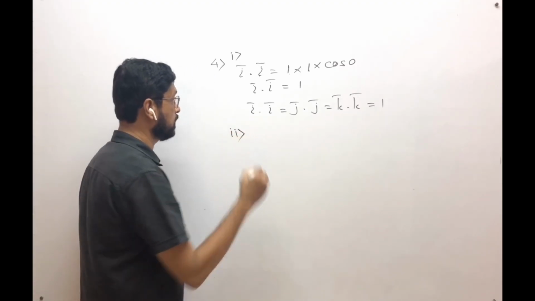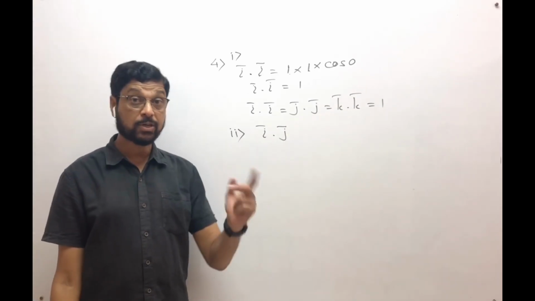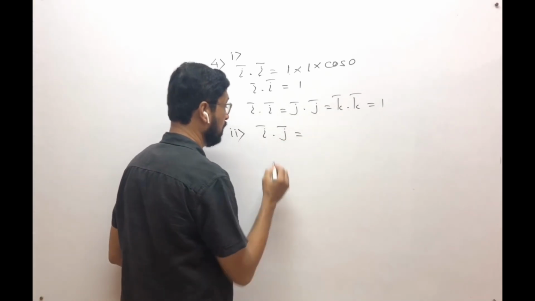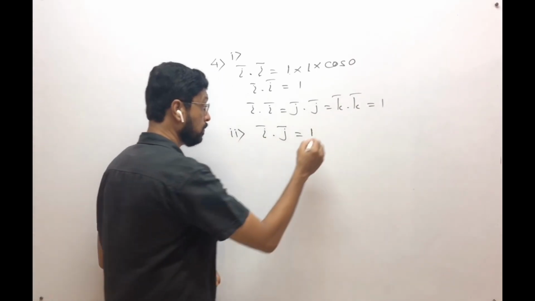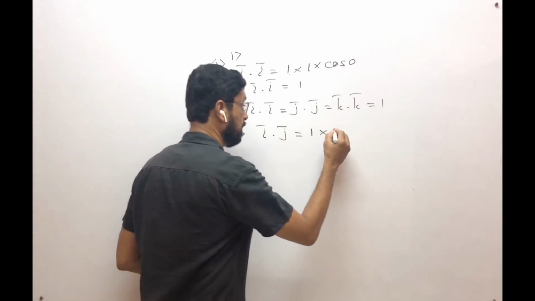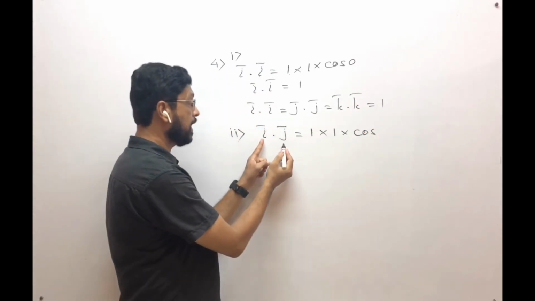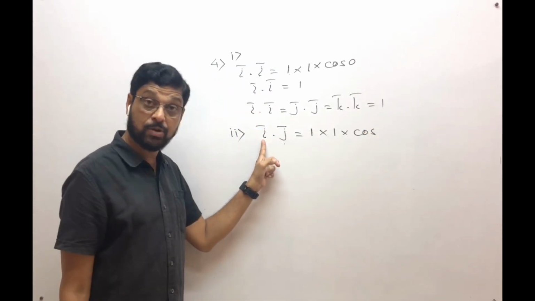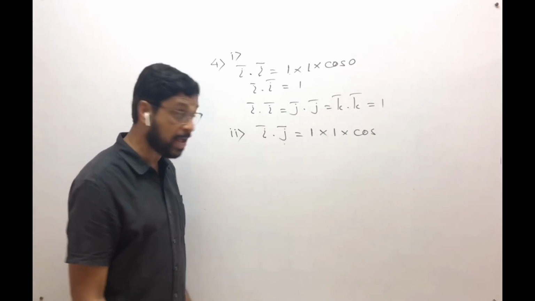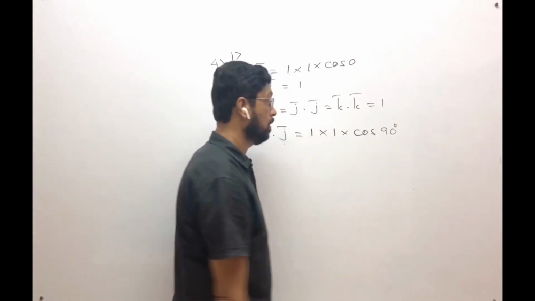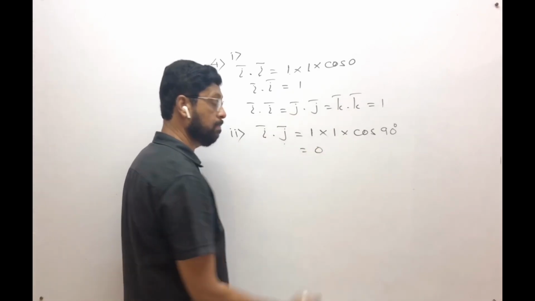And the second point, I dot J. How much will I dot J be? That will be equal to magnitude of I, that is 1, into magnitude of J, 1, into cos of the angle between I and J. I is the unit vector on the x axis, J is the unit vector on the y axis. So what is the angle between them? 90 degree. And how much is cos 90? 0. So everything will become 0.